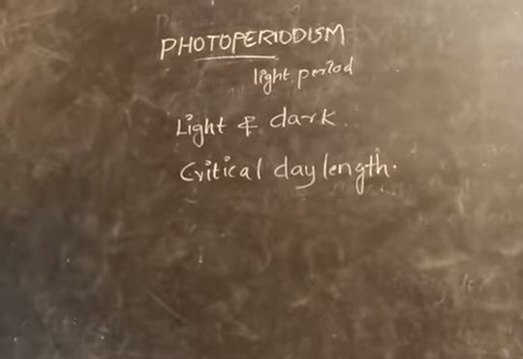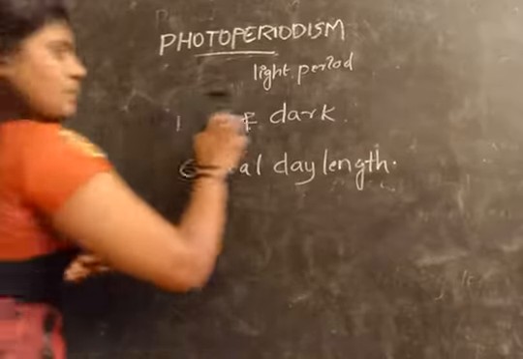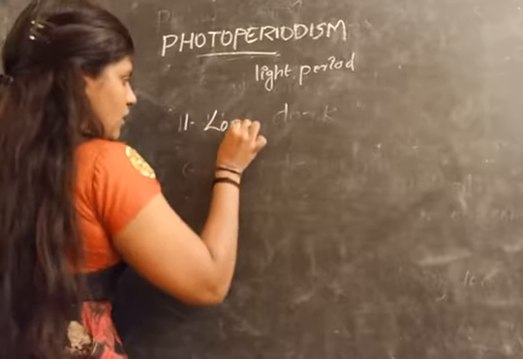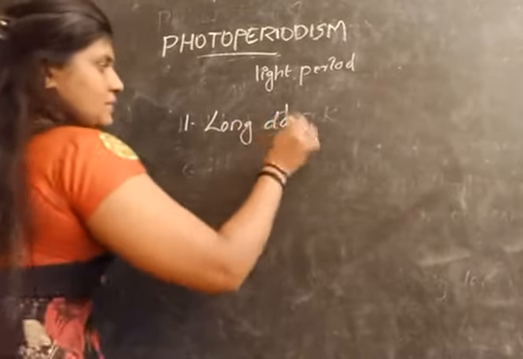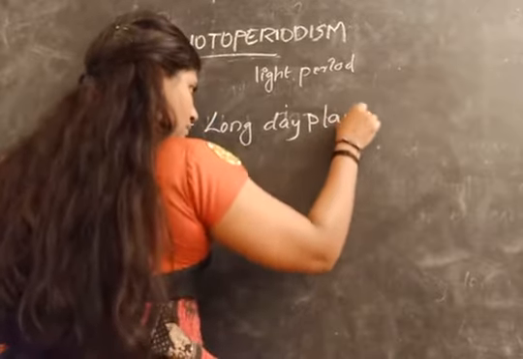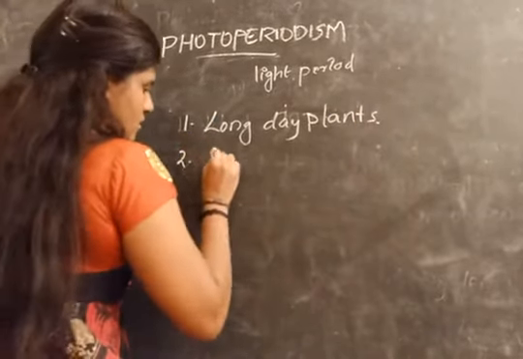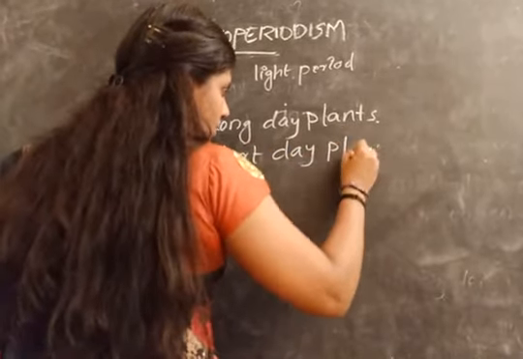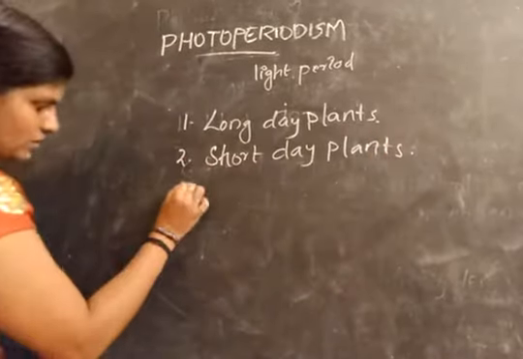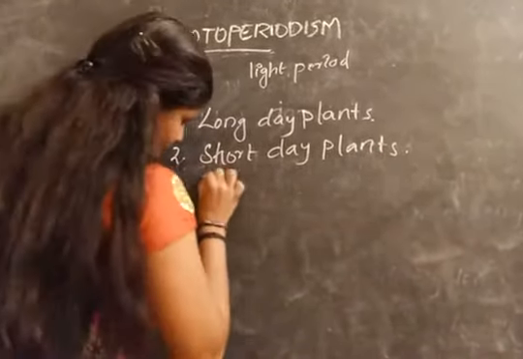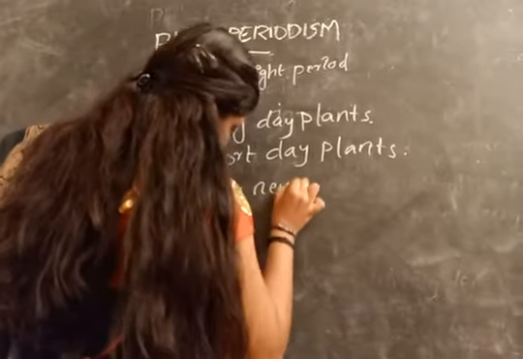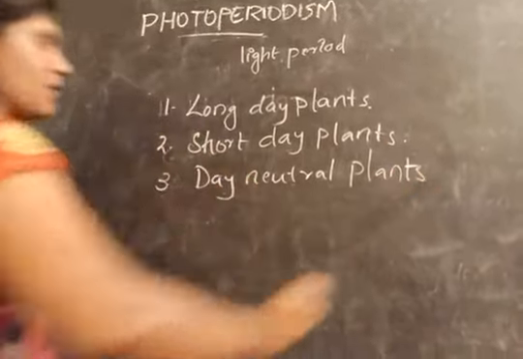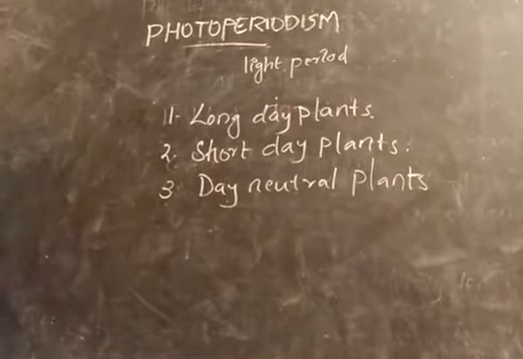Based on photoperiodism, plants can be classified into 3 types: long day plants, short day plants, and day neutral plants.